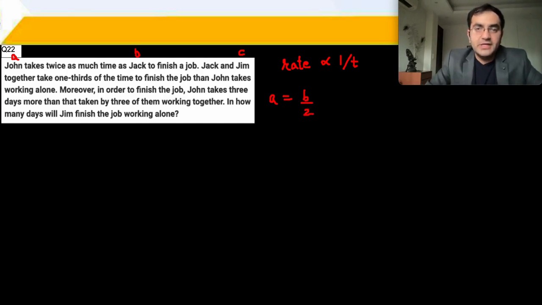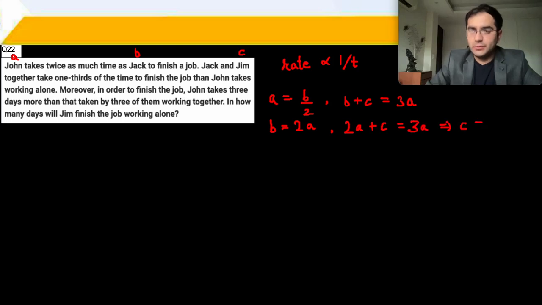Okay? Jack and Jim, B and C together take 1/3 of the time to finish the job because they are thrice as efficient as A. Okay? Simplify. B is equal to 2A. And substitute B over here. 2A plus C is 3A. So therefore C is equal to A.